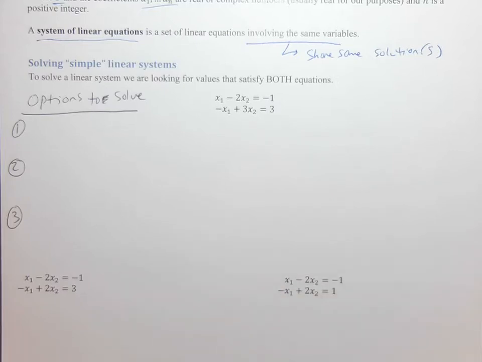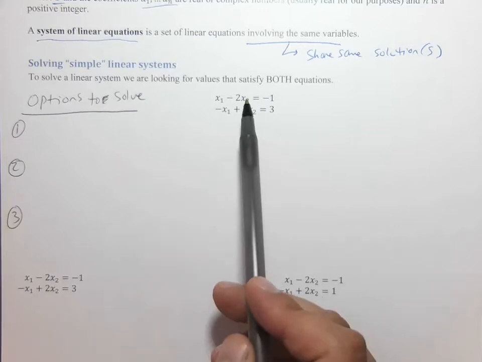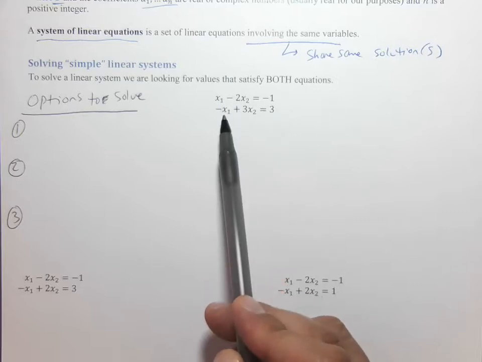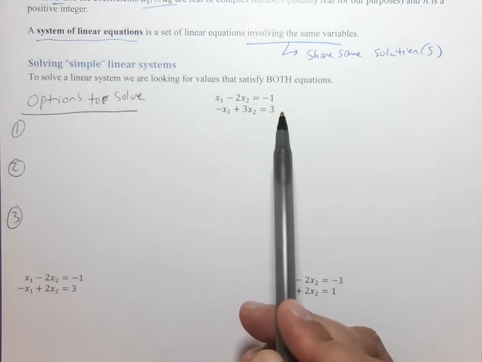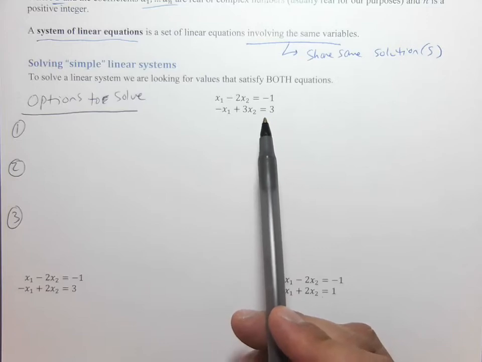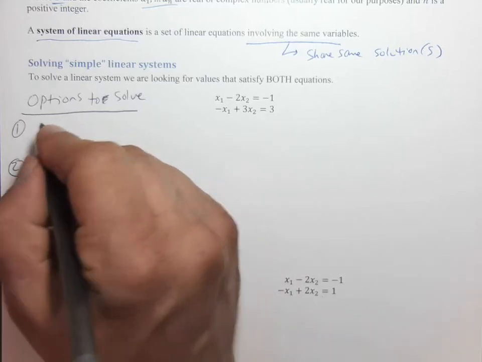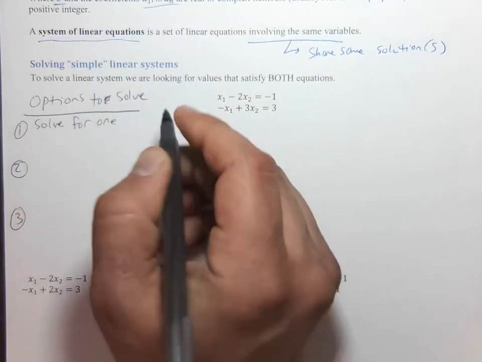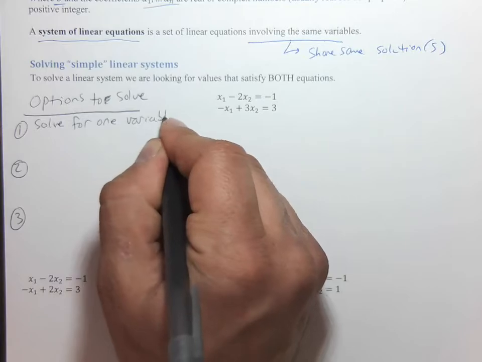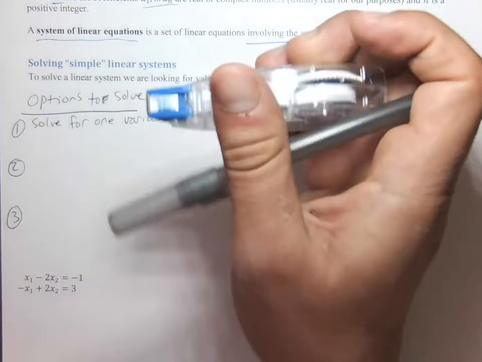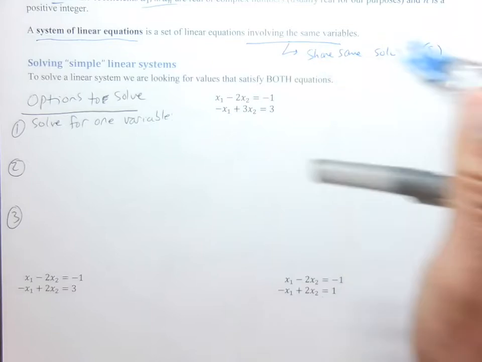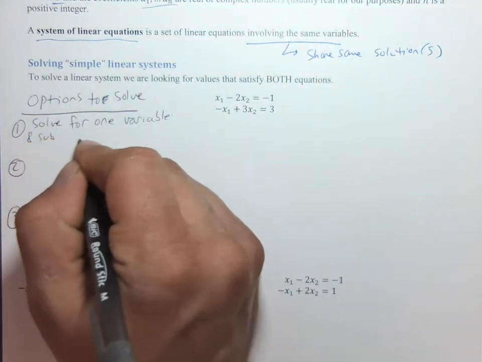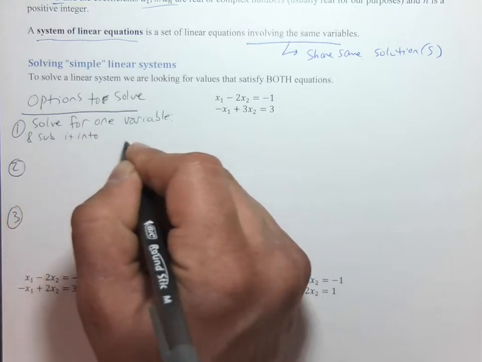One option that people often like to go to is you can solve for one variable, like you could add the 2x2 to the other side, you get an expression for x1, and then you could plug that into this x1 and then solve for x2. And then once you have x2, you can plug it back in and get x1. So that's called back substitution. The way I would describe that is you solve for one variable and you sub it into the other equations.